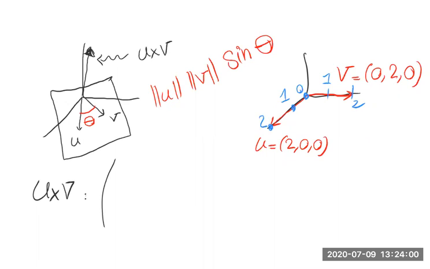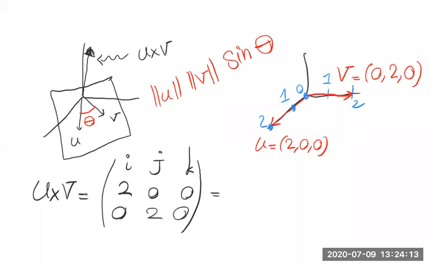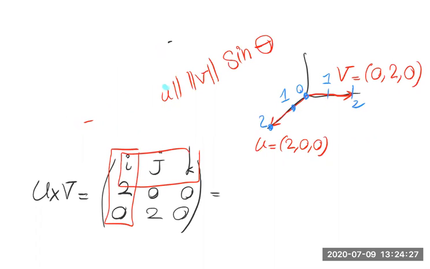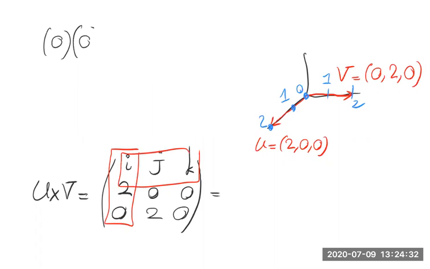So we should construct a 3 by 3 matrix. The first row is I, J, K. Then we write the coordinates of U here, and then the coordinates of V. First we remove this row and this column and compute the determinant of the remaining part. It would be 0 times 0 minus 2 times 0, which is 0.